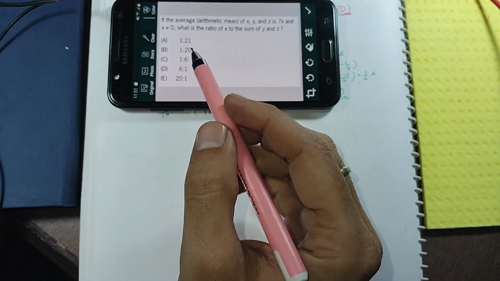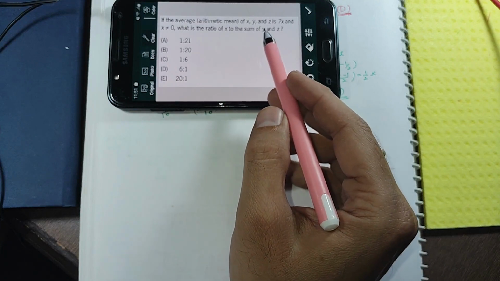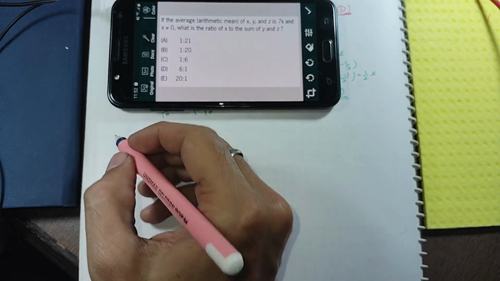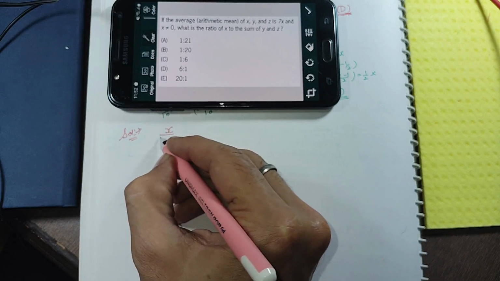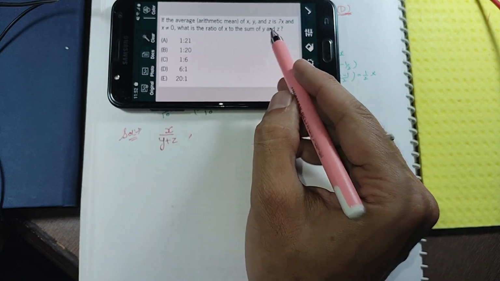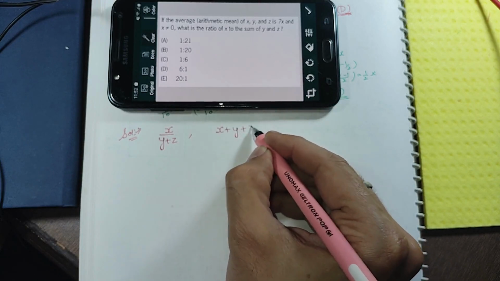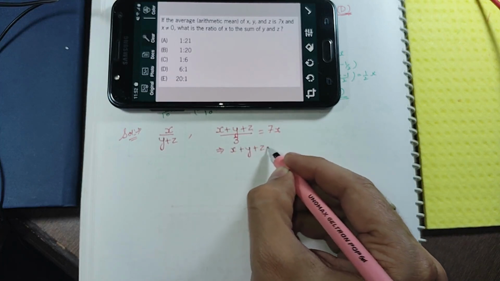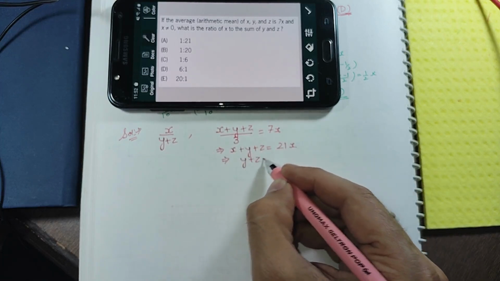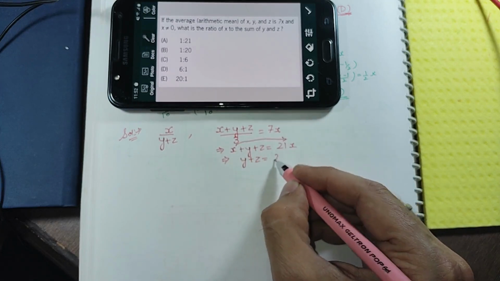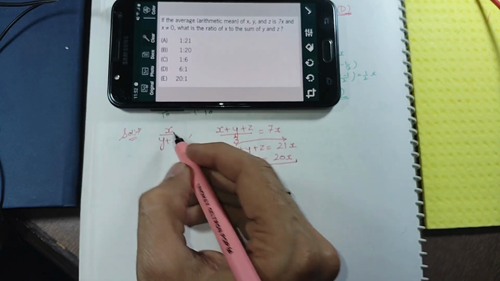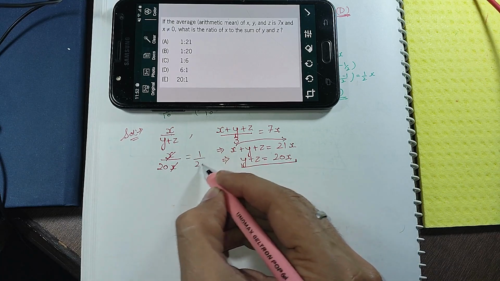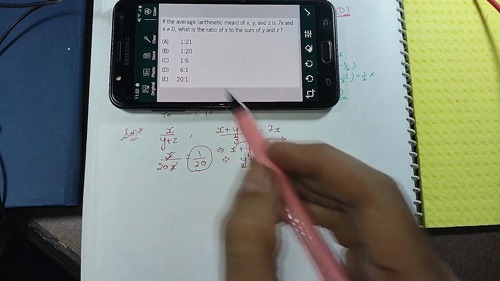Right? If the arithmetic mean of x, y and z is 7x and x is not equal to 0, what is the ratio of x to the sum of y and z? So we have been asked to find x upon y plus z. Given conditions are x, y and z arithmetic mean, that means x plus y plus z divided by 3 is equal to 7x. From this, x plus y plus z will be equal to 21x. Further, y plus z will be equal to, shifting this to right hand side, 21x minus x will be 20x. Now we know y plus z equal to 20x in terms of x. So x upon y plus z is x upon 20x. x and x get cancelled. So desired ratio is 1:20.